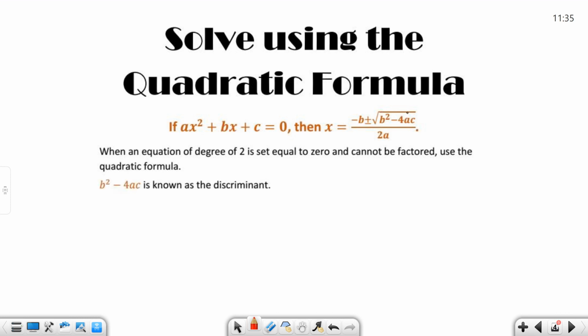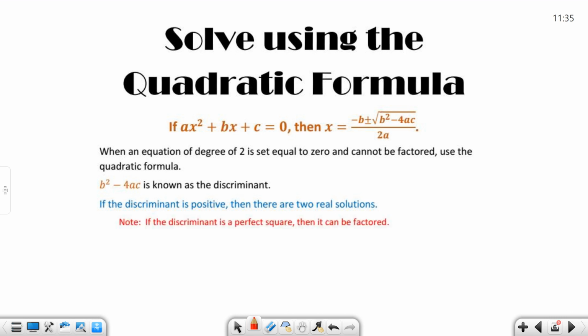B squared minus 4ac, that's the stuff under the radical here. That is known as the discriminant. If the discriminant is positive, then there are two real solutions, right? The square root of a positive number, right? And then you get negative b plus that number, minus that number, over 2a. If the discriminant is positive, there's 2. Note, if the discriminant is a perfect square, then it can be factored. So if b squared minus 4ac is 49, for instance, or 64, then it can be factored. So you should have factored it.